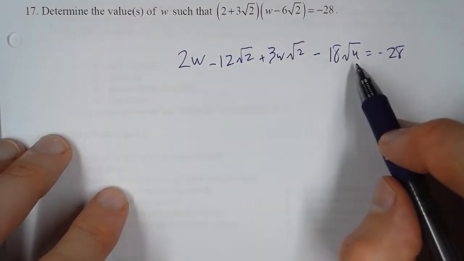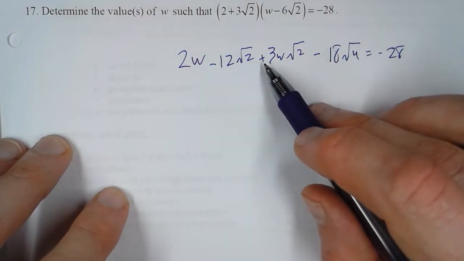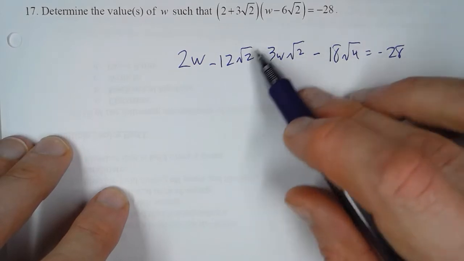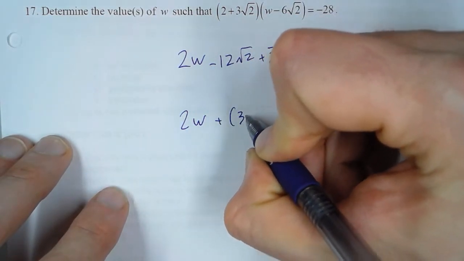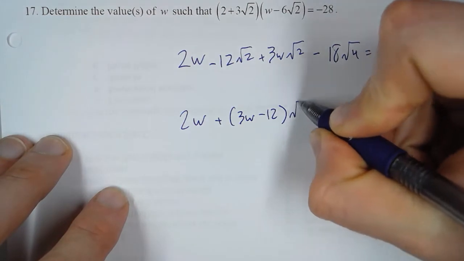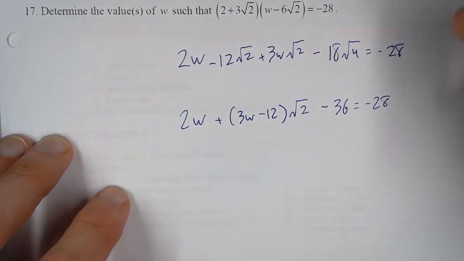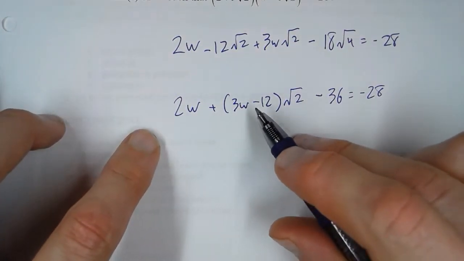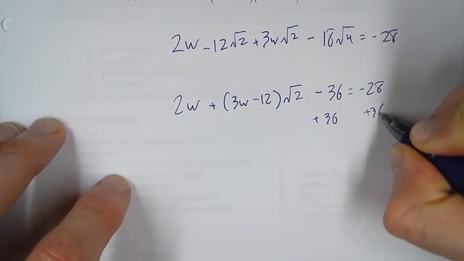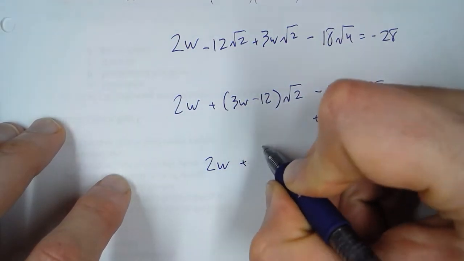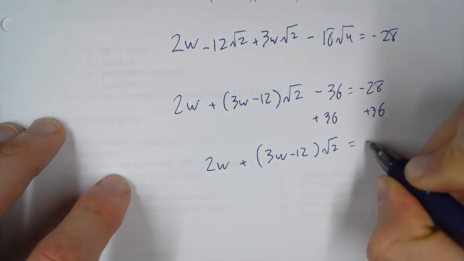So negative 18 radical 4, we can simplify that, and we can combine these. So we have 2w plus the quantity 3w minus 12 radical 2 minus 36 equals negative 28. Now I'm going to leave the w's on this side and bring this over. So I add the 36 over. So 2w plus 3w minus 12 square root of 2 equals 8.